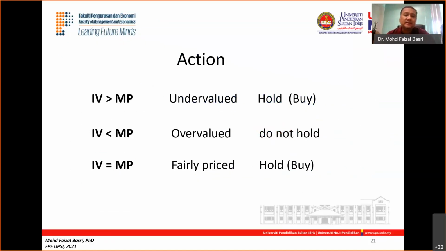If the intrinsic value is more than market price, it is undervalued. This is based on the role, whether you are buyer or seller for undervalued. So this would be the buyer. This would be the seller. If it's the other way around, this IV is less than market price, it is overvalued.